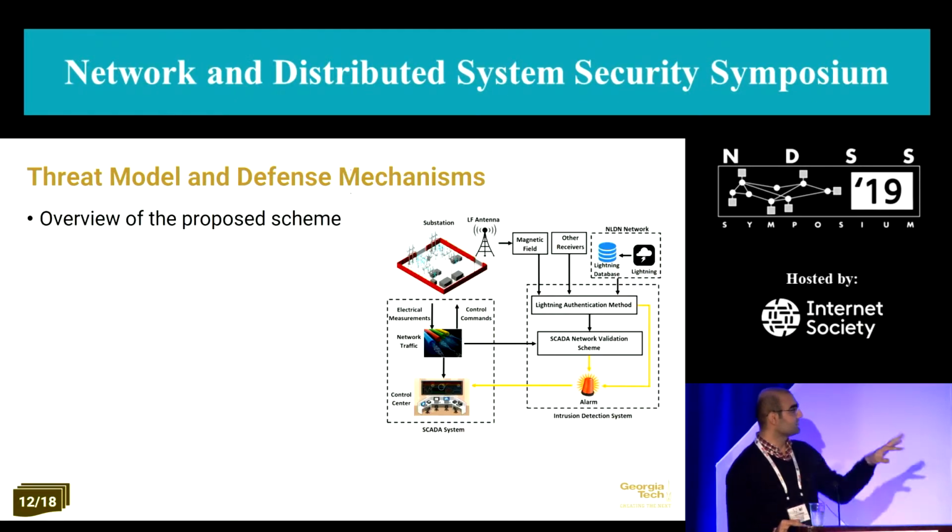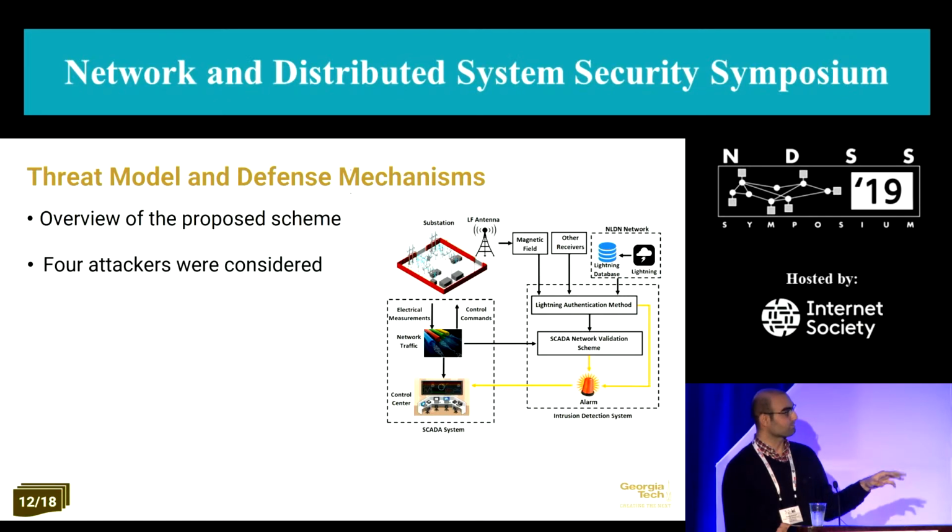So here it shows the overview of our scheme. Our intrusion detection system has 4 inputs: the local magnetic field coming from our antenna, lightning signals coming from nearby substations, the lightning database, and the network traffic. The first 3 attributes are used for authenticating the measured signal, and the network traffic and the measured local antenna signal are used for checking the integrity of the network traffic.